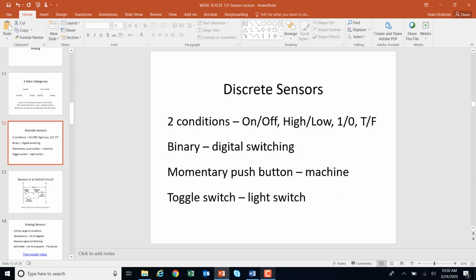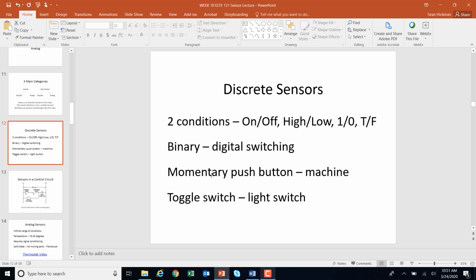So let's start with discretes. Discrete has 2 conditions. It's on or off, high or low, 1, 0, true or false. That's how you describe it. So your light switch at your house is on or it's off. It only has 2 states. Your weed whipper is either on or off. It's called binary or digital switching. If you hear discrete, binary, digital, that means all the same thing. It's either on or it's off.